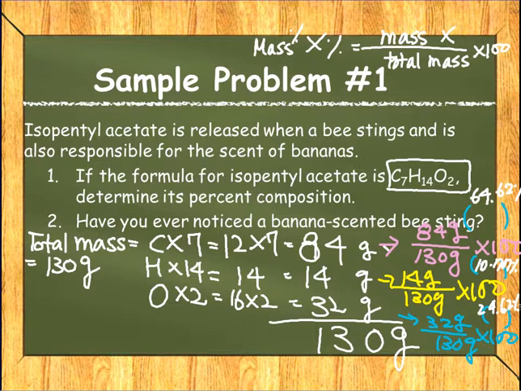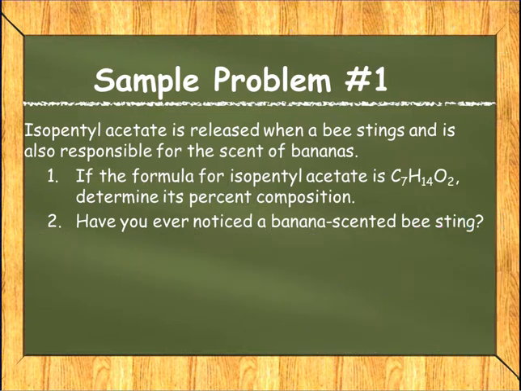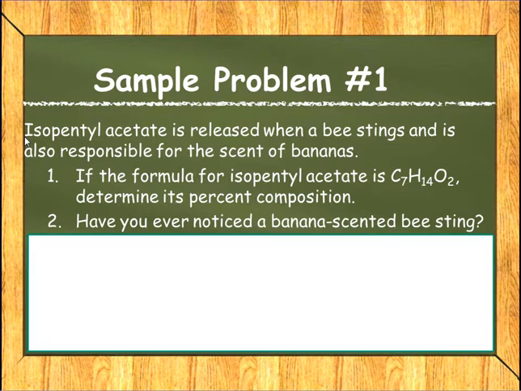When I add these percentages together, it's out of the total, right? So they should all equal 100. But if they don't equal 100, then you need to check your calculation. All right, let's go to the next problem. If you got how much? 100. Don't worry about that one.